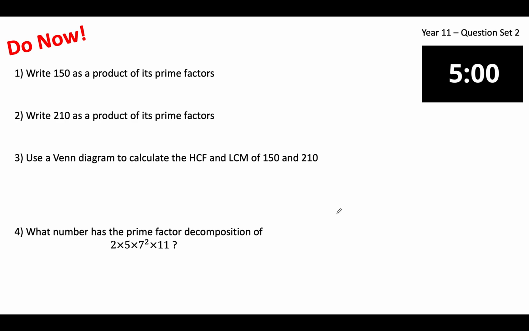Okay, so here we are. This is do now for today. You'll have 5 minutes as before. I want you to write down all the answers, please, with some working out. I want you to have a go at everything. There's no excuse for not having a go, even if you get it wrong. You've got 5 minutes, and the clock starts now.